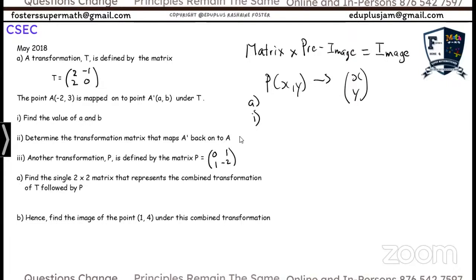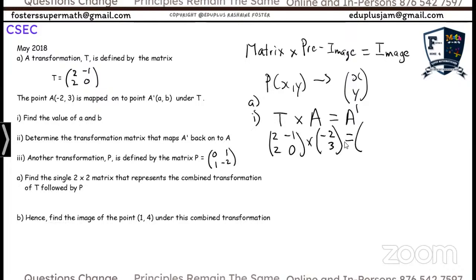So the transformation is T and it maps A onto A prime. So the transformation is T, so that's T multiplied by the pre-image A, and then the image will be A prime. All right, so what is T right here? 2, -1, 2, 0. I need to multiply that by A, so I have to write it in this form, -2, 3, and that is equal to, what do we get for the answer there?